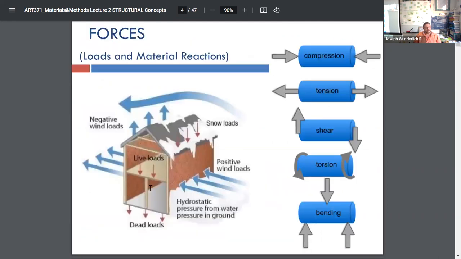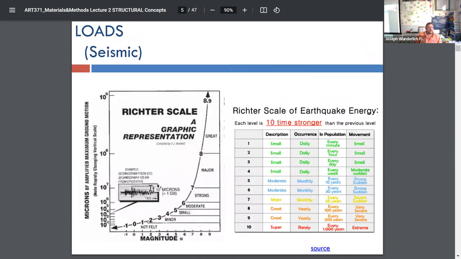So forces: the basic forces are compression, tension, shear, torsion, and bending. All of these apply to buildings to different degrees in different parts of the country. Earthquakes are considered lateral loads, and S and P waves are both lateral loads. The way you model them is as a lateral load, and you brace against the lateral loads. Wind, certainly, tornadoes and hurricanes are lateral loads as well, as is uplift. And, oh yeah, live and dead loads.